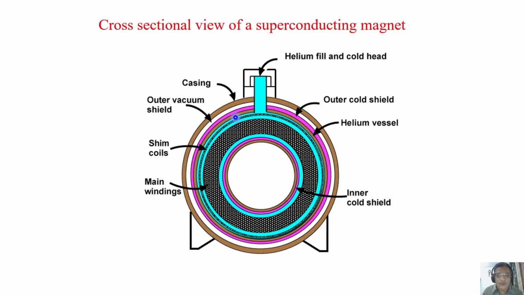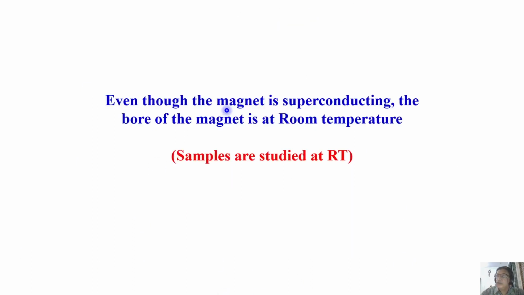And to get a homogeneous magnetic field of such a very high strength is a challenging task. Remember, that's the reason why almost 50% of the cost of the spectrometer goes for the magnet itself. Because a lot of technological development is going on to get a very sophisticated magnet of our requirement. It involves a lot of effort. As a consequence, when you buy a spectrometer, a major portion of your money goes to the magnet. Now, as I said, even though the magnet is superconducting, the bore is at room temperature. All samples are investigated only at room temperature.